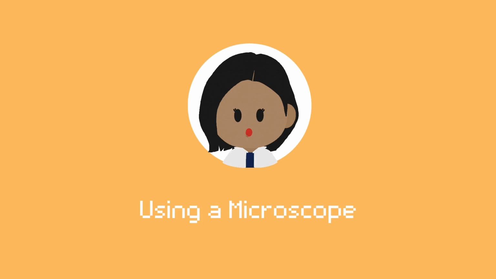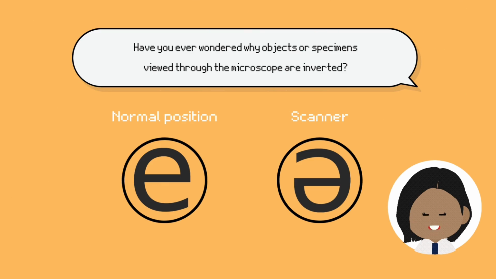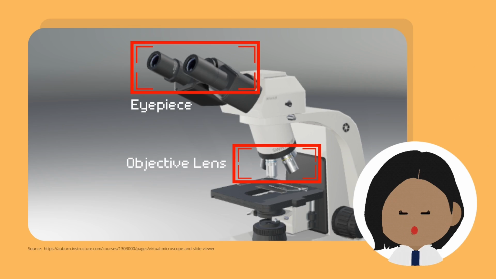Have you ever wondered why objects or specimens viewed through the microscope are inverted? According to Ward, the reason this happens is that the microscopes use two lenses to help magnify the image. Another consequence of this is the light. You see the light source beneath the slide of the specimen. Once it comes out from under the slide, two rays converge to make an enlarged and inverted image.